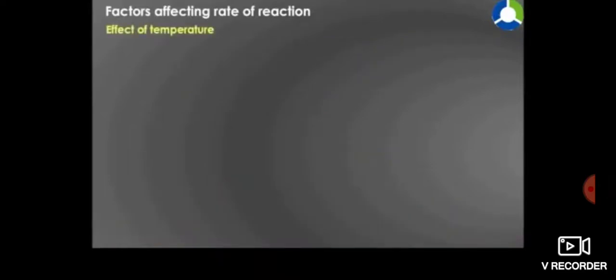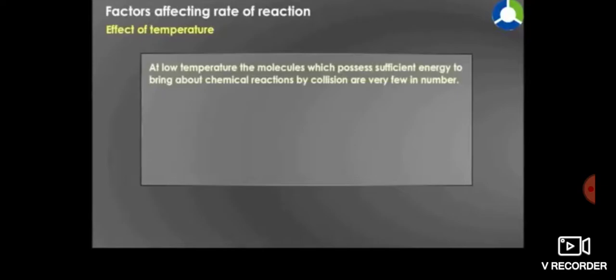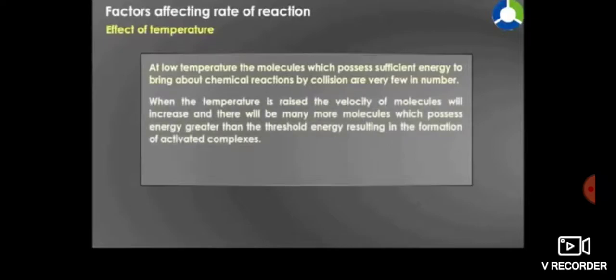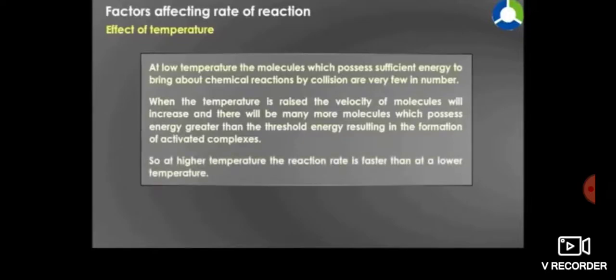Effect of temperature. At low temperature, the molecules which possess sufficient energy to bring about chemical reactions by collision are very few in number. When the temperature is raised, the velocity of molecules will increase. And there will be many more molecules which possess energy greater than the threshold energy, resulting in the formation of activated complexes. So, at higher temperature, the reaction rate is faster than at a lower temperature.